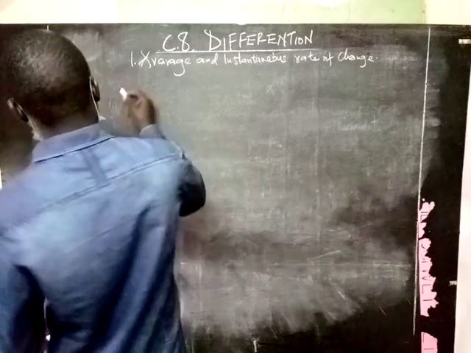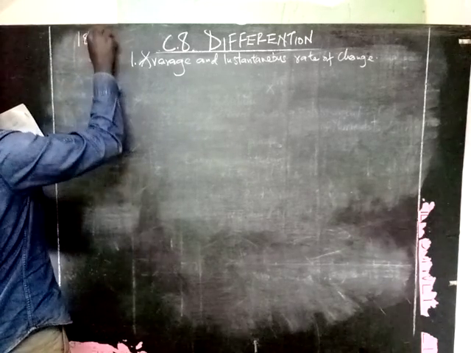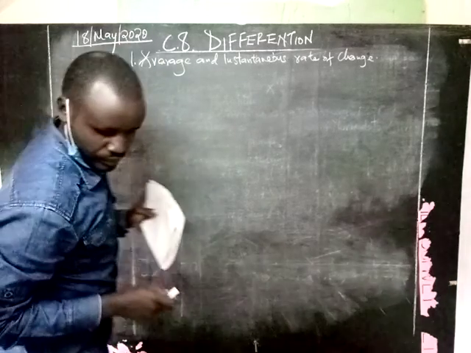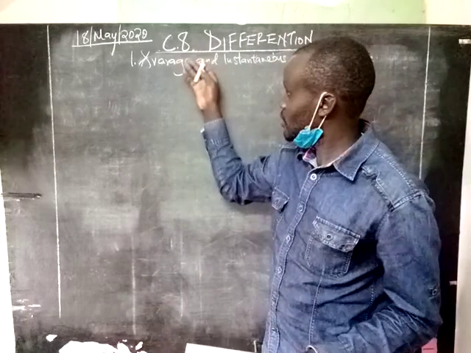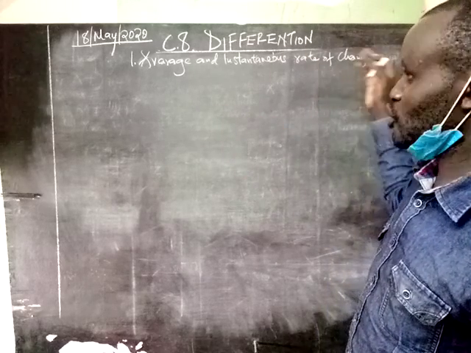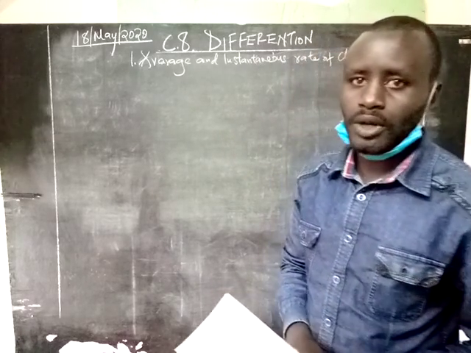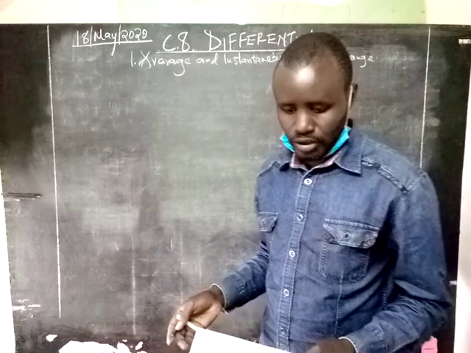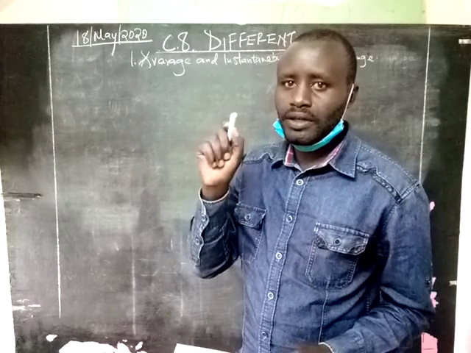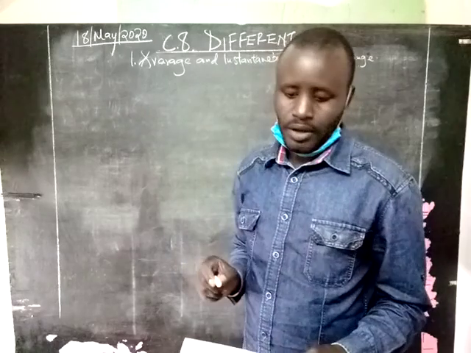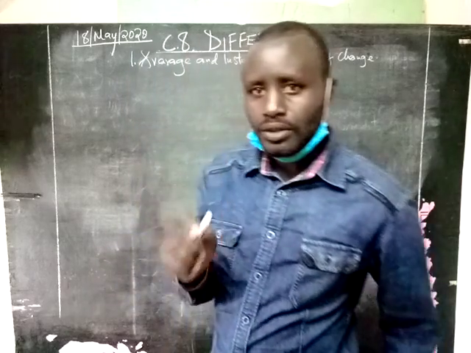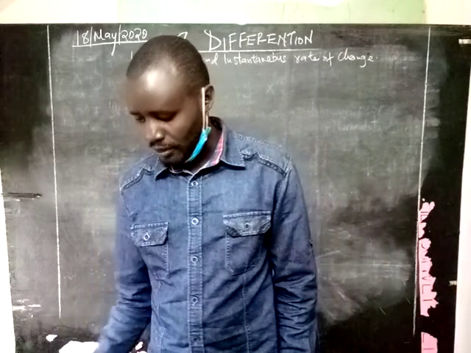So today's date is 18 May 2020, and we are going to start from the first subtopic, the average and instantaneous rate of change. In Form 3, there are some of the things that we learned about gradients. And we say that the gradient of a curve at a point, we have our curve, then we find the gradient at a particular point along that curve, is the gradient of the tangent to the curve at that point.